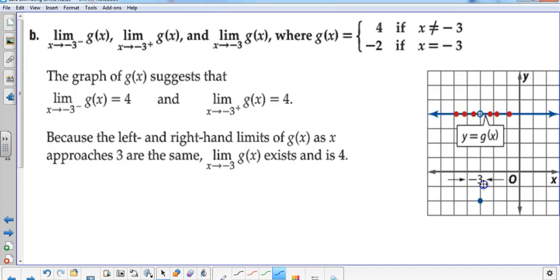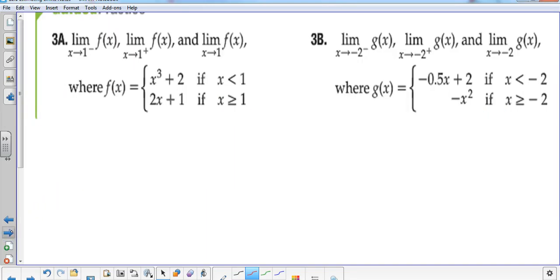All right, this one has a hole, but as you approach from the left or right, the y value stays at 4. Okay, so even though there's a hole at -3, as we approach -3 from the left or right, we still say the limit is 4. And the limit at -3 is said to exist because it is approaching 4 from both sides.